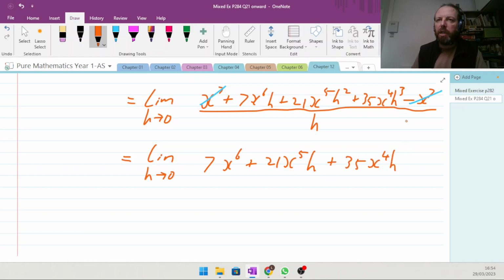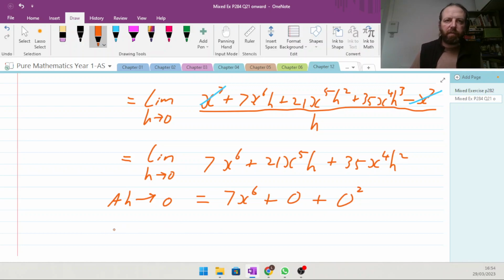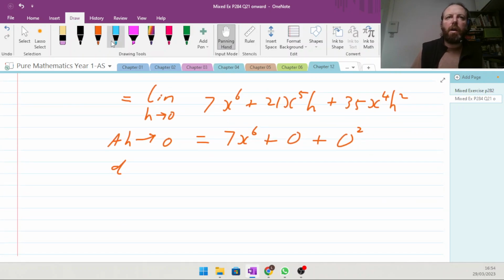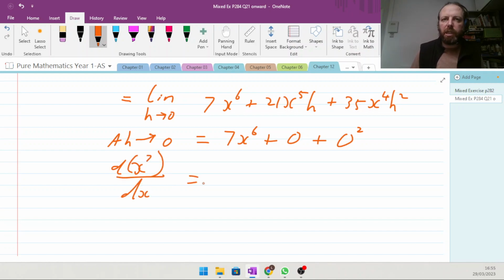Okay, and now as h goes to 0, we are left with 7x to the 6 plus 0, because we're multiplying by h, plus 0 squared if you want, because it's the h squared, which means we are left with the derivative of x to the 7 with respect to x is equal to 7x to the 6. And that's the first principle of it.